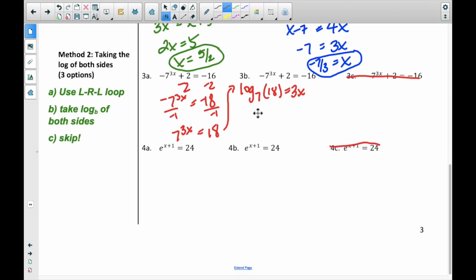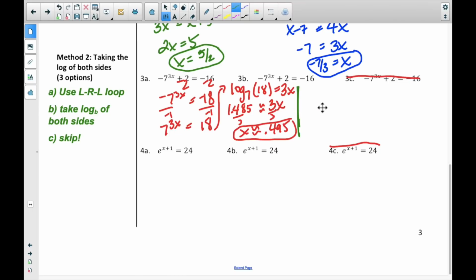Now, log base 7 of 18 is something that we can do on our calculator. And even if you don't have that log base button, we just talked to you about how to do that. So do that on your calculator and see what decimal you come up with. Okay, you should have come up with 1.485, and that's approximate. And then we're going to divide each side by 3. And so our final answer is x is approximately equal to 0.495.